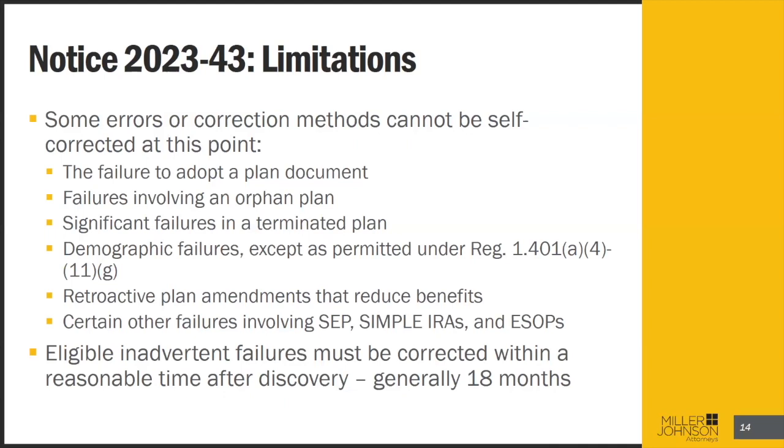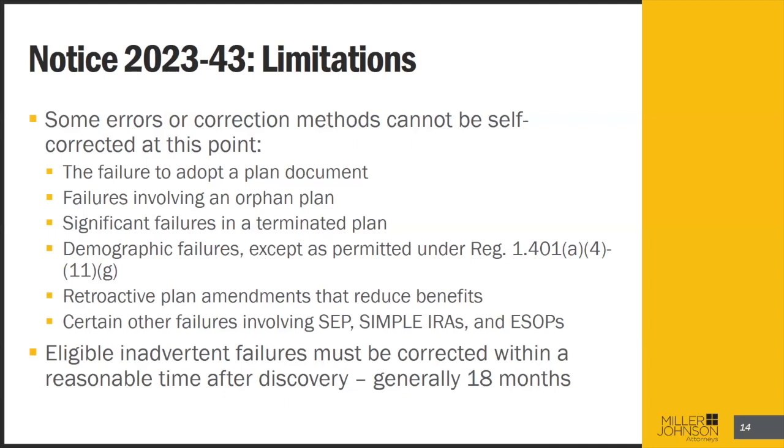I mentioned earlier that demographic failures are just generally called out as something that can't be self-corrected under EPCRS. The guidance kind of maintains that for all practical purposes for now. And again, just to back up, all of the information in this notice is intended to apply only until the IRS formally updates EPCRS. Once it does, I think this notice goes away.